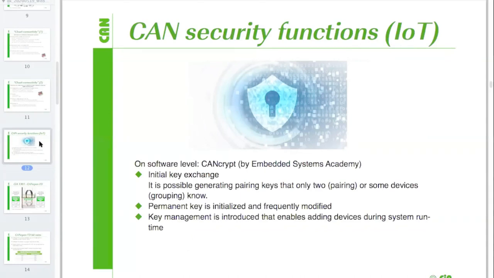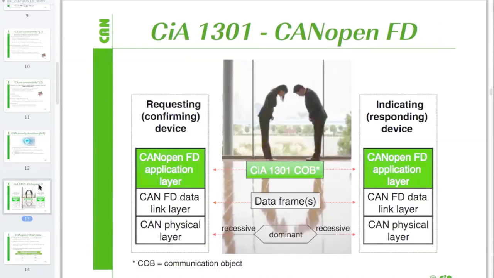The security concept as of right now is limited to the data link layer, and it is already available on software and hardware level from Embedded Systems Academy, in the solution in silicon. Currently we have a working group which looks at how we can do this also for higher layer protocols, CANopen and CANopen FD. Considering the limitations of CANopen, it will be a little bit difficult, but CANopen FD opens new possibilities. So much for the future of CANopen and what might be possible in the new CANopen FD technology. Now we go straight to CANopen FD.